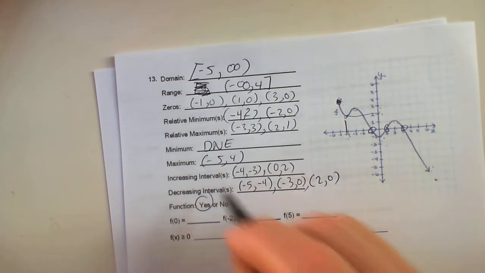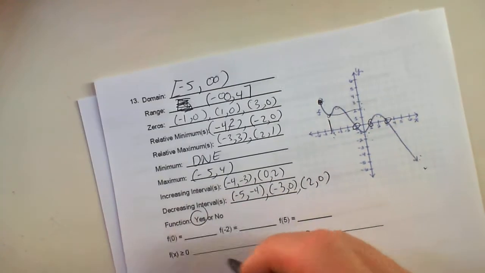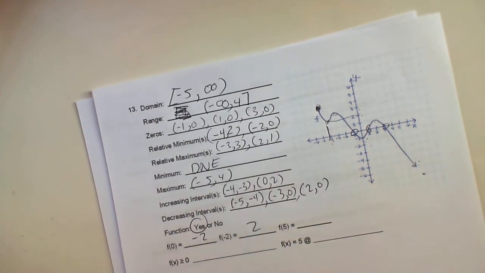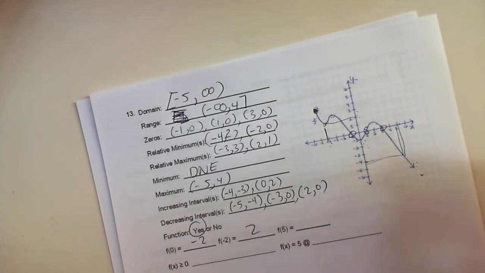This is a function. It passes the vertical line test. Plugging in values, f of 0 is negative 2. F of negative 2 is positive 2. F of 5 is negative 4.